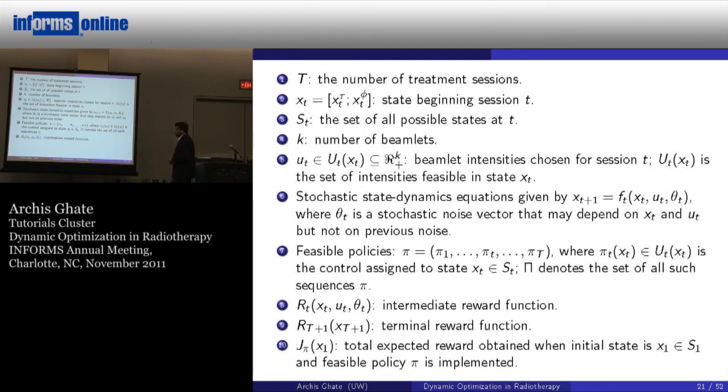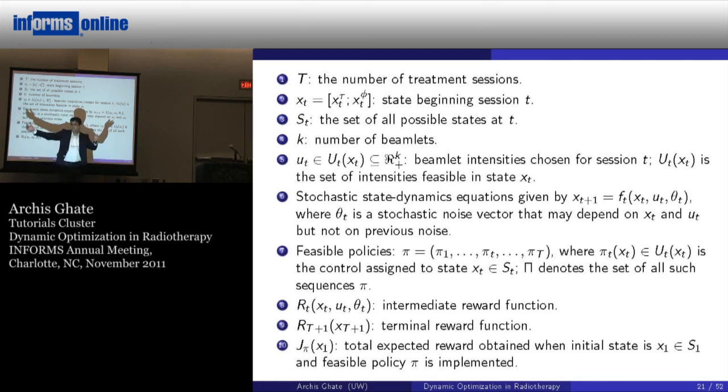And then the typical way to think about this in stochastic control, again in Bertsekas's book, is to have some kind of an intermediate reward function, meaning that if I choose intensity u in state x_t and if the noise is theta_t, then this is the reward that I will collect in that period, in the stochastic control or stochastic DP language, but in this case in that treatment session.